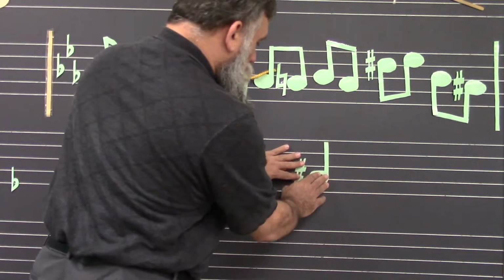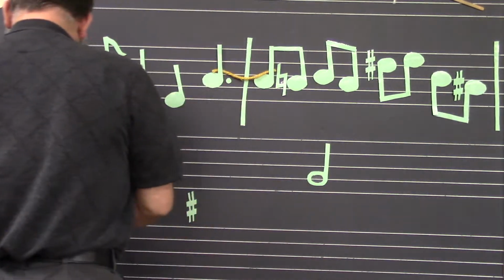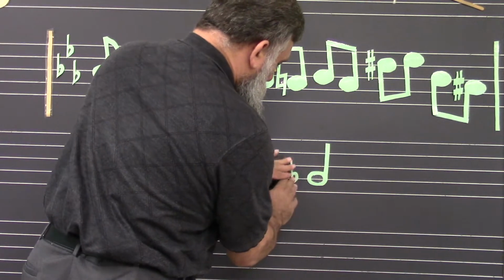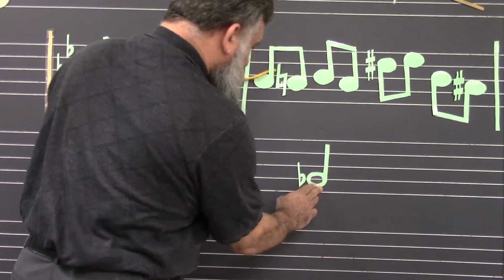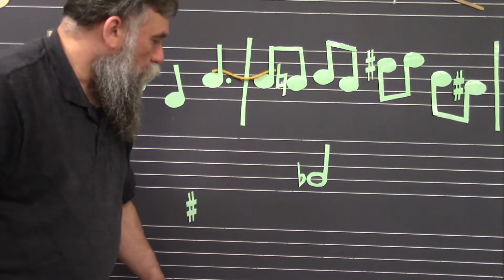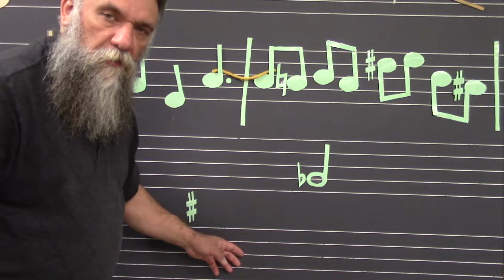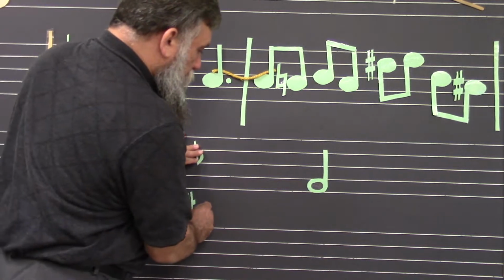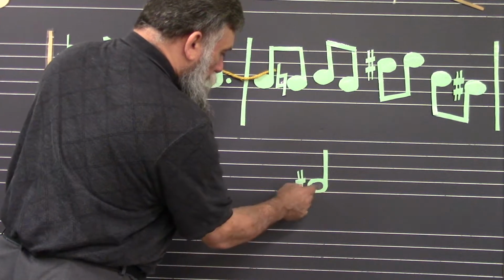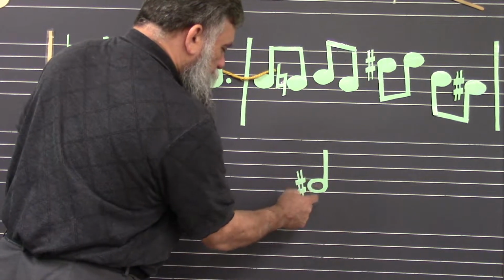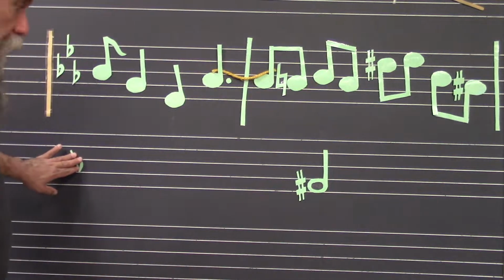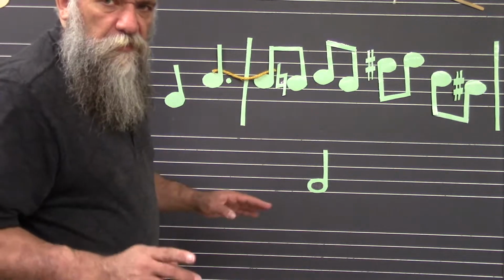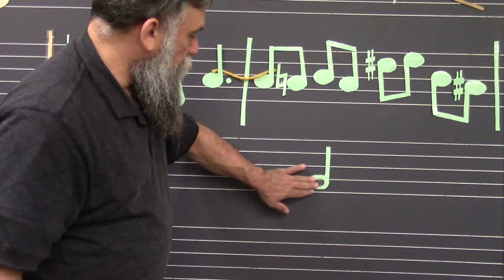Let's do one more. G flat. What is the enharmonic? You go down a half step, which means you go down a letter and you sharp it. So the G flat becomes F sharp. They are enharmonics.